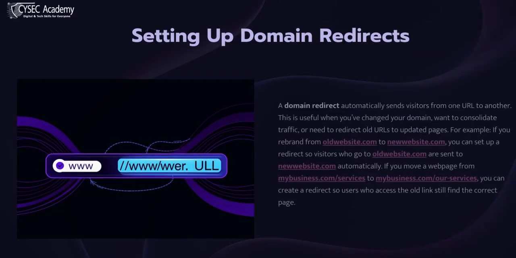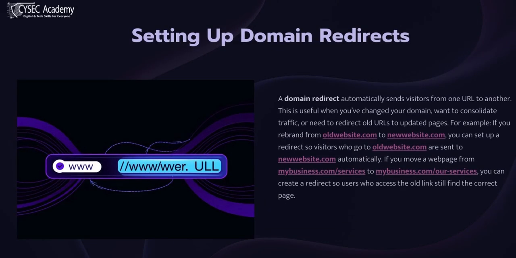Setting up domain redirects. A domain redirect automatically sends visitors from one URL to another. This is useful when you've changed your domain, want to consolidate traffic, or need to redirect old URLs to updated pages. For example, if you rebrand from oldwebsite.com to newwebsite.com, you can set up a redirect so visitors who go to oldwebsite.com are sent to newwebsite.com automatically.